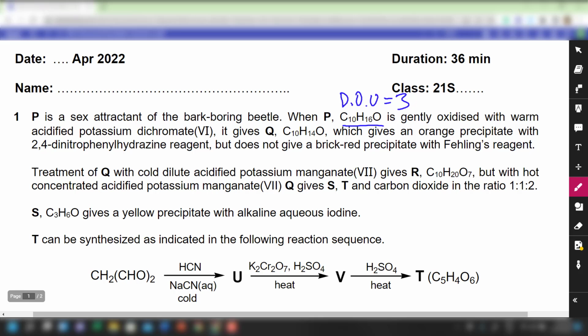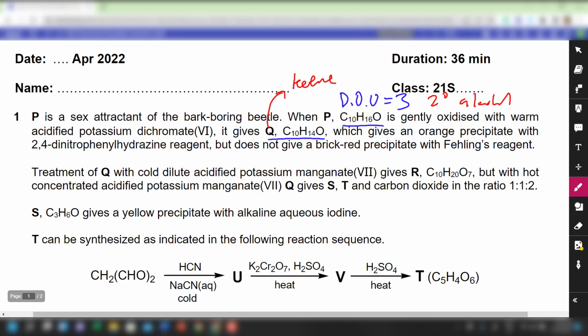You were told that it underwent gentle oxidation with potassium dichromate to give you compound Q. You'll notice that the difference between the formula for P and Q is a reduction of 2H. The number of oxygen did not change. So from here, you can safely conclude that P is a secondary alcohol, and Q is a ketone.